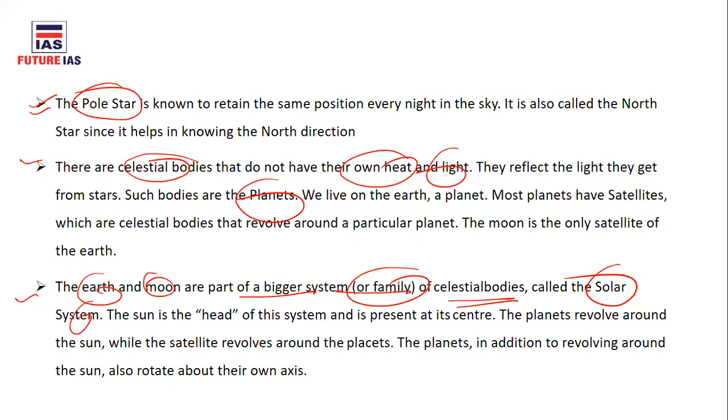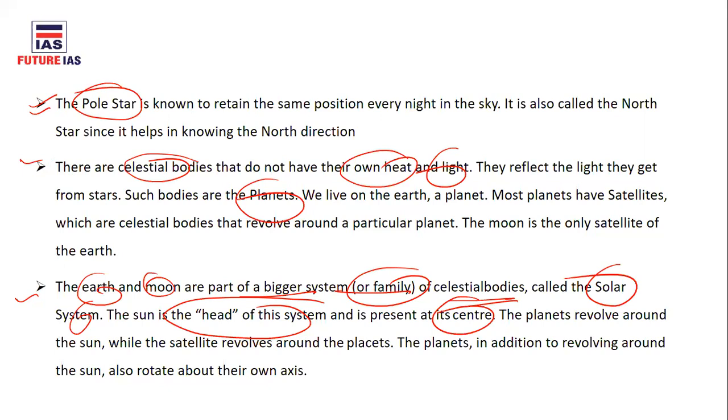Now the sun is basically the star which is also called the head of this system, okay? The head of this system is at present at the center of the solar system, and all the other planets, for example Mercury, Venus, Earth, Mars, Jupiter, basically revolve around the sun, isn't it? And there are satellites which revolve around these planets, isn't it? So there is a classic pattern.